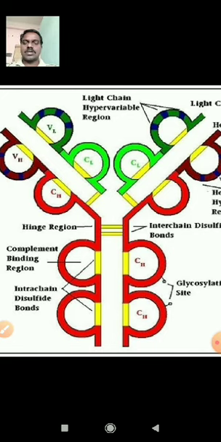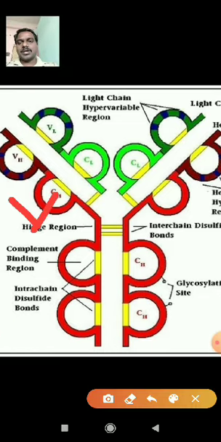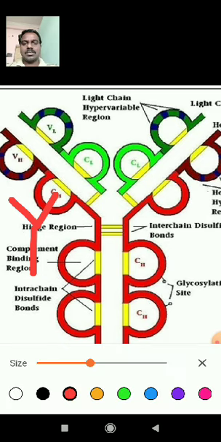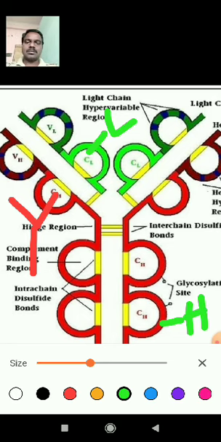In the antibody structure, we observe that it looks like a Y-shaped structure. In this structure, there are two types of chains. This green chain we call the light chain, and the red chain we call the heavy chain. So in the structure of the antibody, two types of chains are present, arranged as a Y-shaped structure.